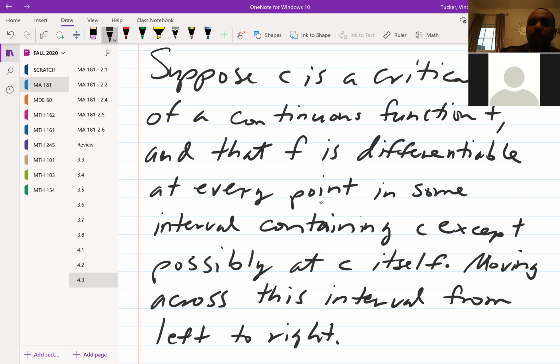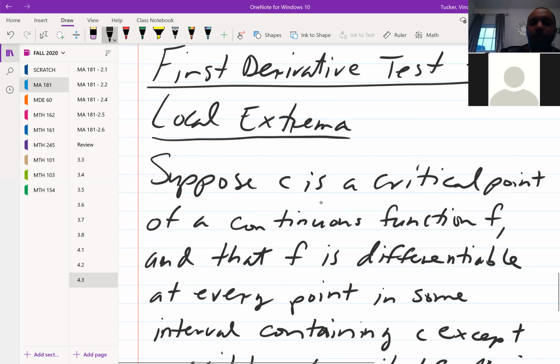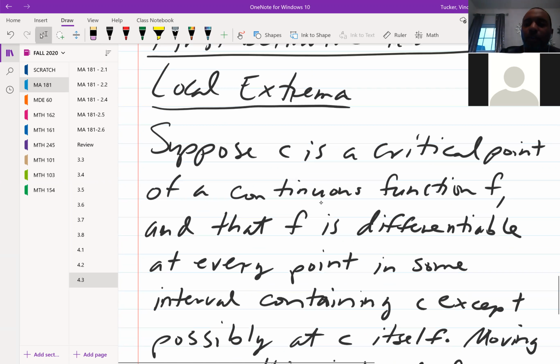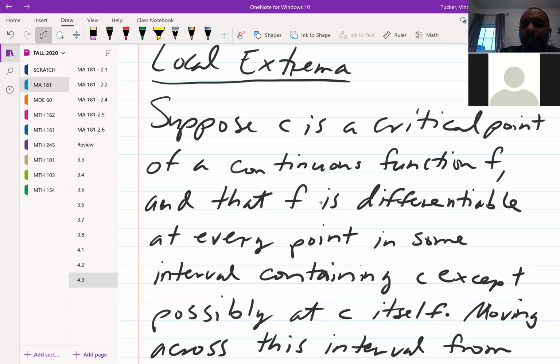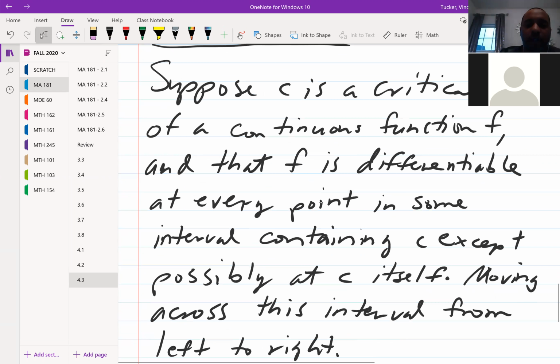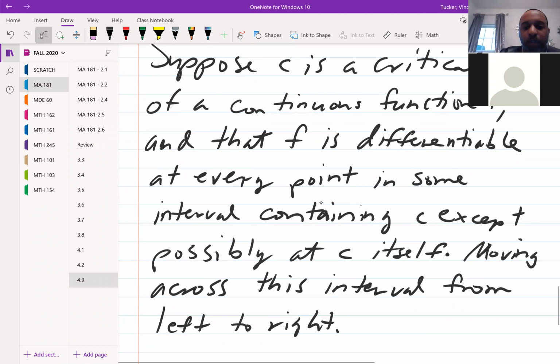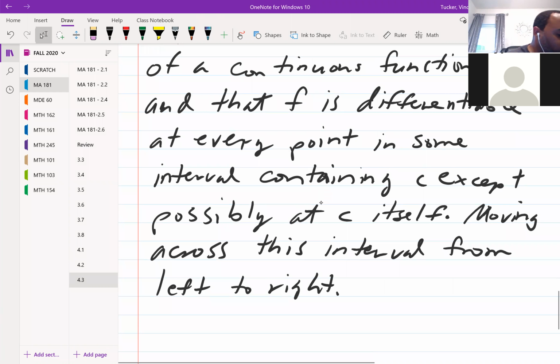All right, we got more to this, but I want to go ahead and read what we have before I write the rest. First derivative test for a local extrema. Suppose c is a critical point of a continuous function f, and that f is differentiable at every point in some interval containing c, except possibly at c itself. Moving across this interval from left to right, that should be a comma. So, like we've been following our graph from left to right.